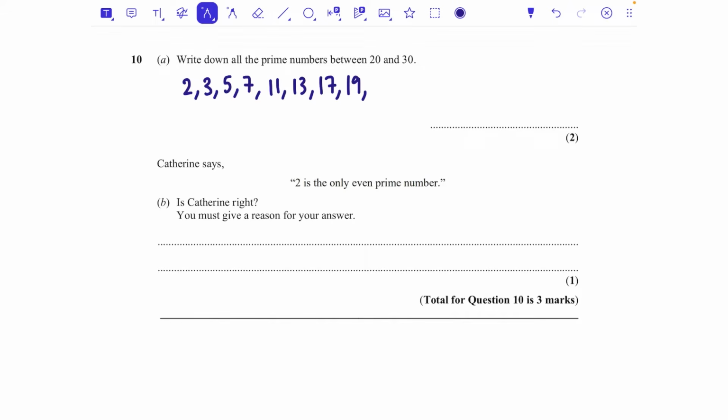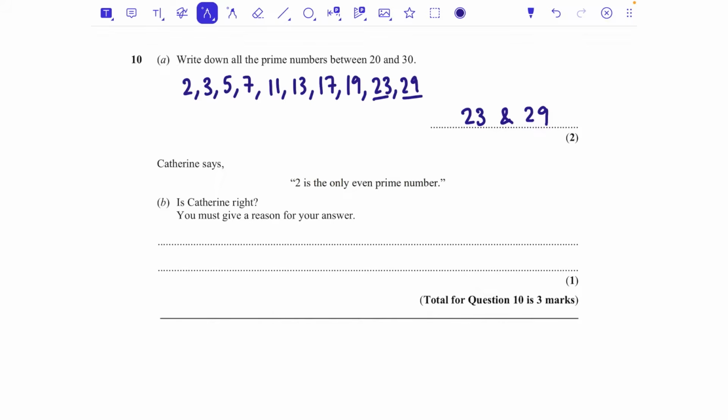19. Now, some people think 21 is a prime, but remember that 21 is in the 3 times table. It has a factor of 3, so that's not. 23 and 29. They are your numbers, the prime numbers between 20 and 30. So 23 and 29, we had to write them both here to get both marks.